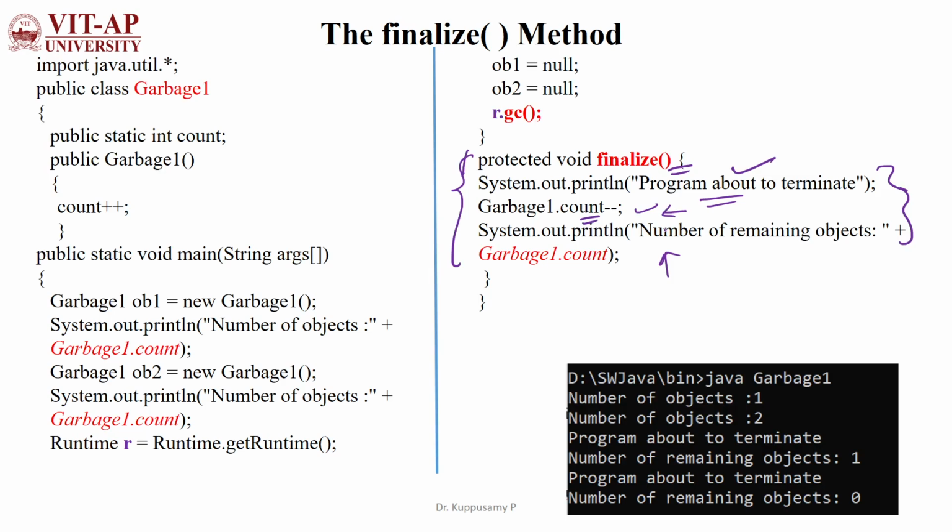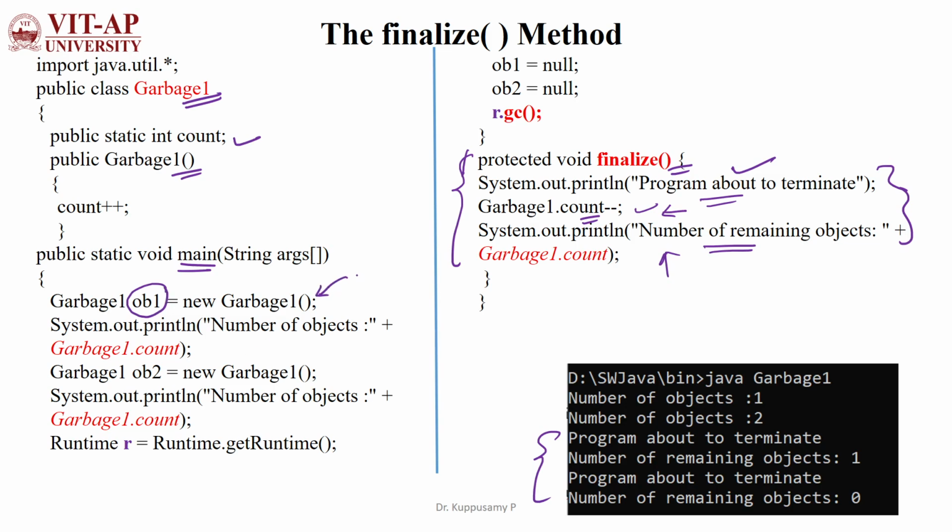Then I am using a count variable to know how many objects there are, gradually decreasing that count step by step, and we also want to know how many remaining objects there are. So this is giving the notification to the user. Based upon that, the example is given, Garbage1, which has the count variable, then a constructor we are defining, and inside the main method we are defining ob1, the object variable.